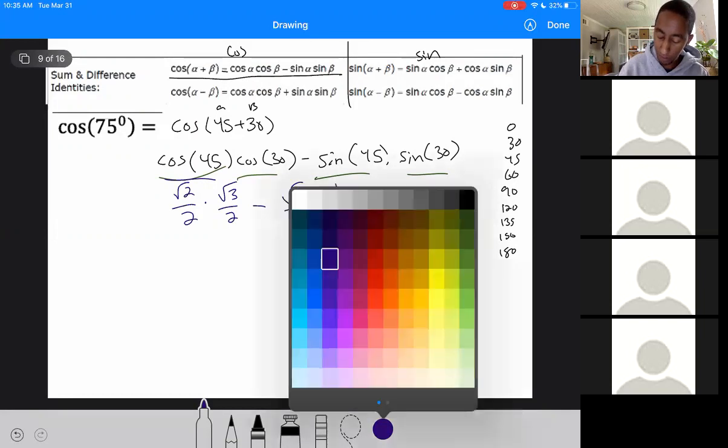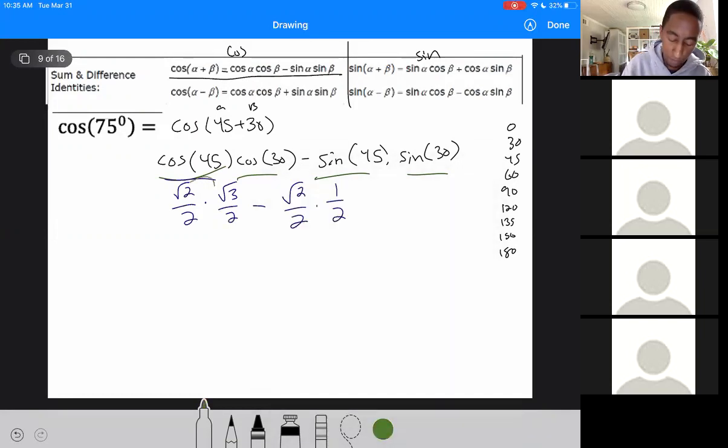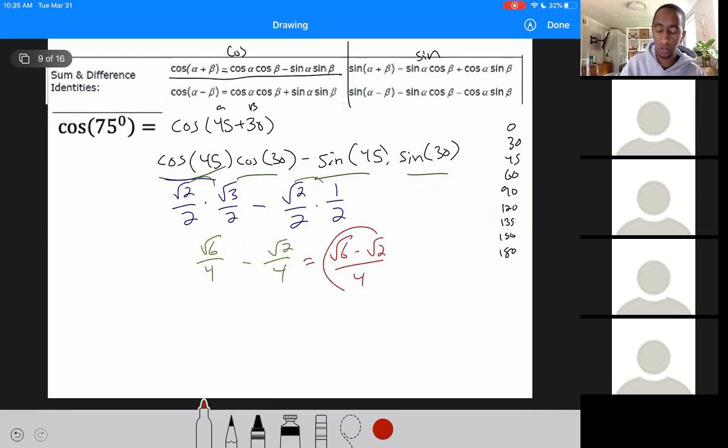Awesome. Thank you. So then we're going to multiply, right? So we multiply those. It's going to be the square root of 6 over, no, over 4. We multiply these. It's going to be square root of 2 over 4. We subtract them. The denominator stays the same when we subtract. So it'd be square root of 6 minus the square root of 2 over 4. And that is what cosine of 75 equals. And that's how we would find out without the calculator, right?